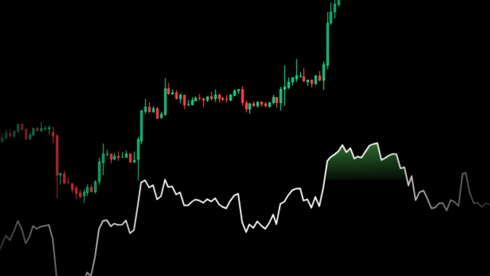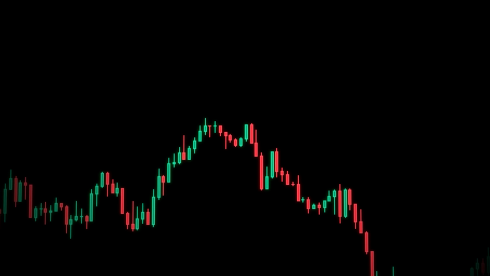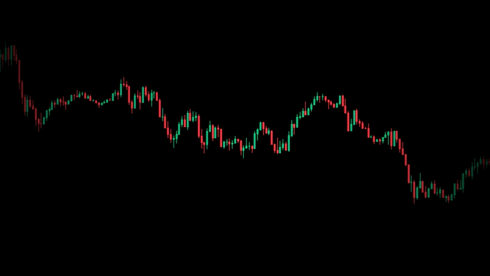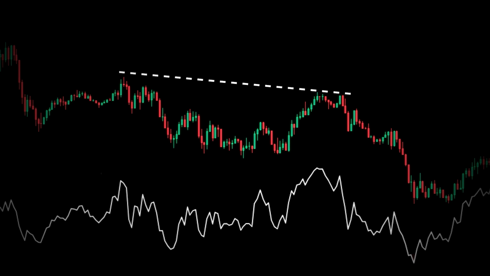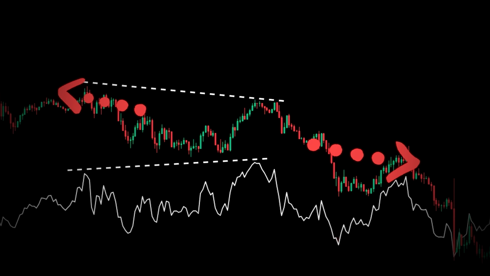Now for hidden bullish divergence. This is when price makes a higher low, while your oscillator makes a lower low. Now with hidden bearish divergence, we would look for price to make a lower high, but our oscillator to make a higher high. Hidden divergences are used to confirm a possible trend continuation when prices retrace to a certain level.